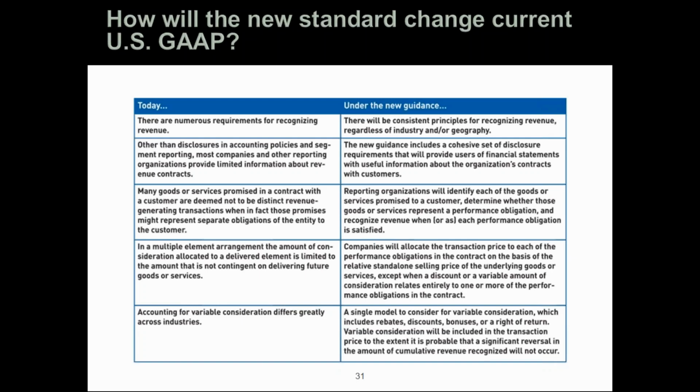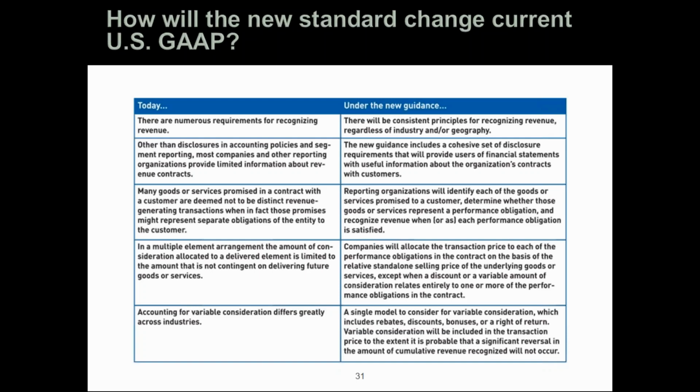And before, like I had mentioned with the disclosures, there was just a lot of boilerplate language that was real general and didn't provide the user of the financial statements with a lot of useful information. So the new standard is going to have a lot of new disclosure requirements that will provide users with more useful information about the organization, the organization's contracts, and the customers.